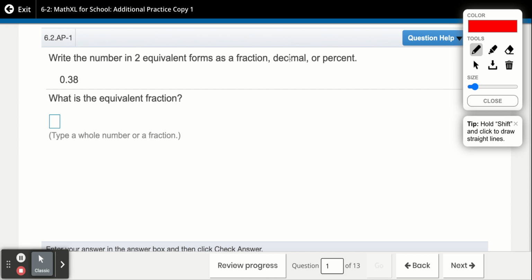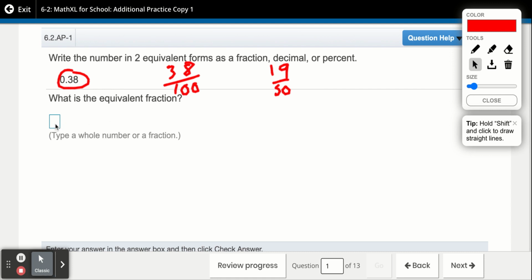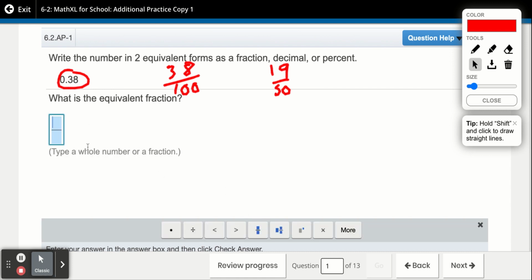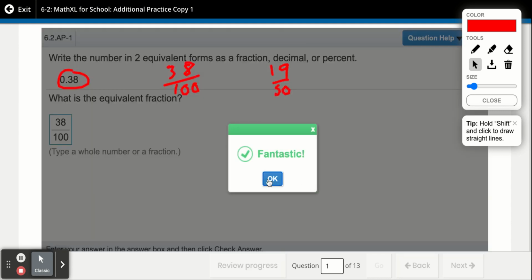And there's 2 ways to go about doing this. We could look at 0.38, and if you read that, that's 38 hundredths. So we write it as 38 over 100. Well, there's our fraction. Now you might notice that can simplify, and you could say, oh, that's 19/50ths. But actually, that's simplified right there. So we can just enter the 38 over 100. And we check our answer, and we're doing good.